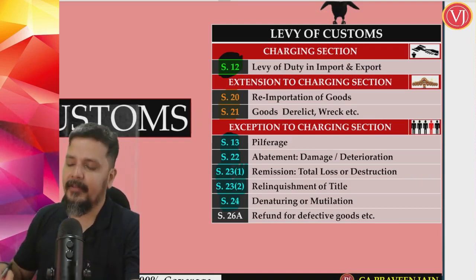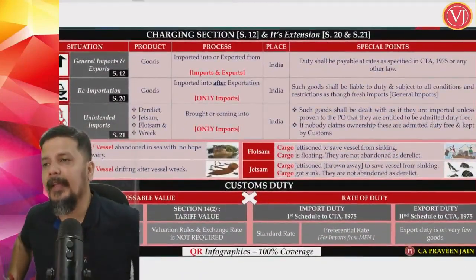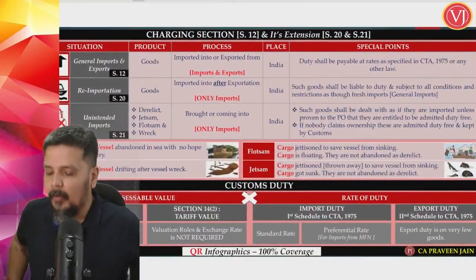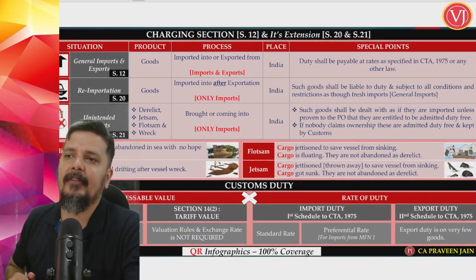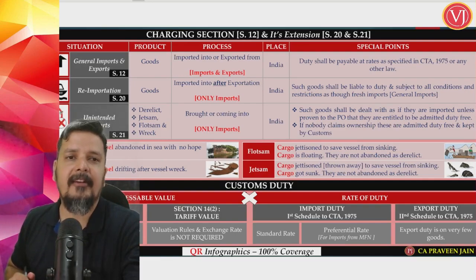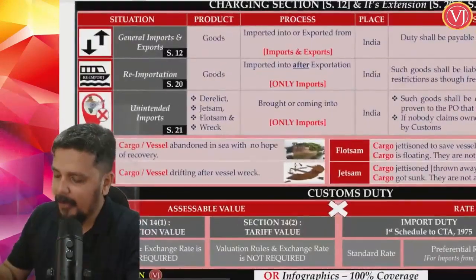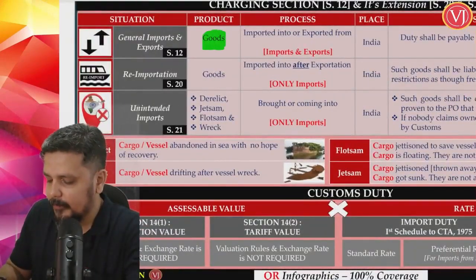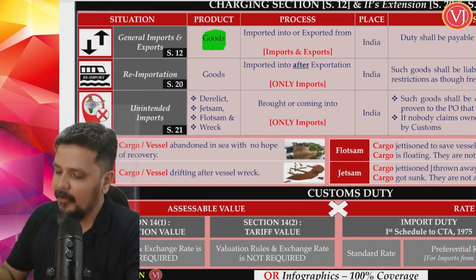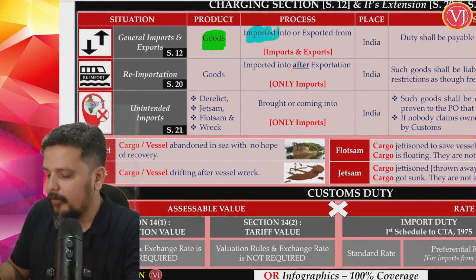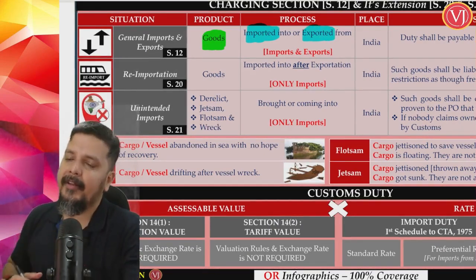So basically we are focusing on the levy part, section 12, read along with section 20 and 21. Now what is section 12 telling? Only 3 P's. Unlike GST, customs requires only 3 P's: product, process, place. Product should be goods. Process is either import of goods or export of goods.